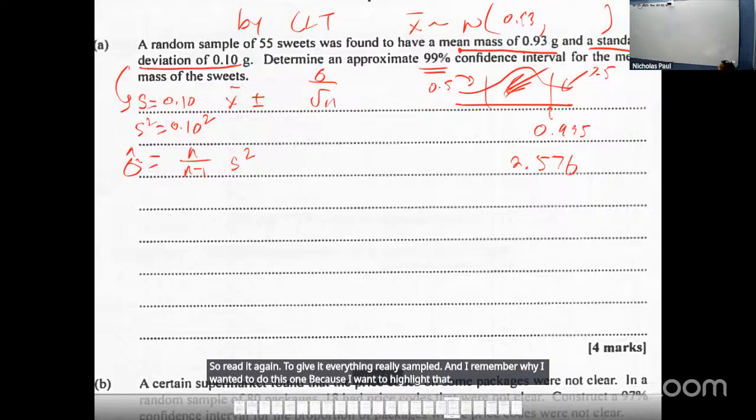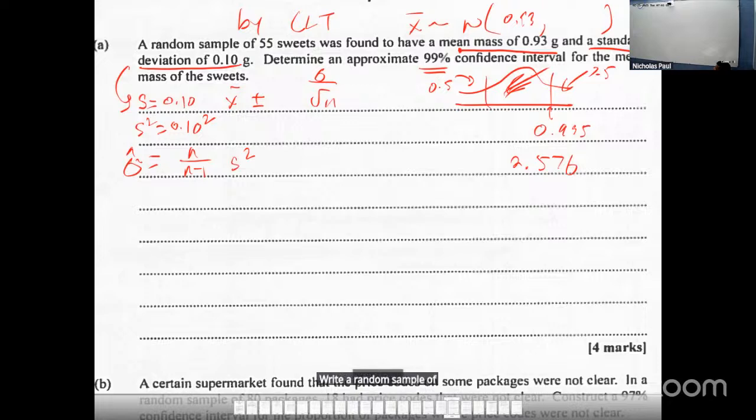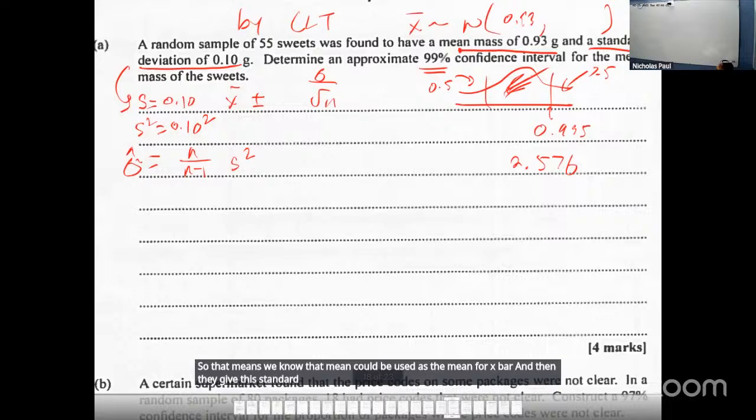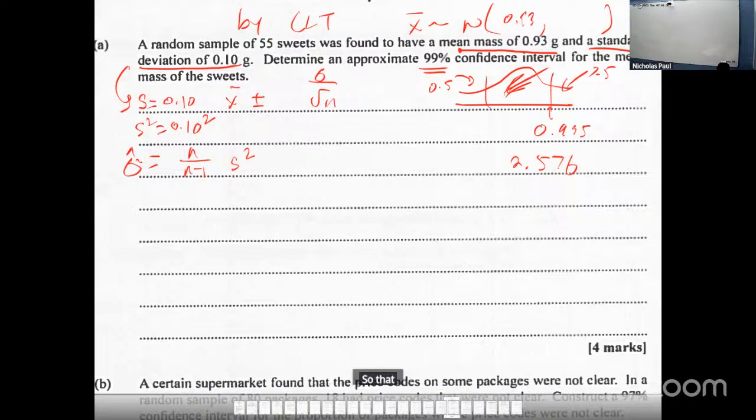A random sample of 55 sweets was found to have a mean mass. So we know that mean could be used as the mean for X bar. And then they give you the standard deviation for the sample, so that's s squared. So s is 0.1, so s squared is 0.1 squared. So that's 55 over 54 times 0.1 squared. How much is sigma hat squared?